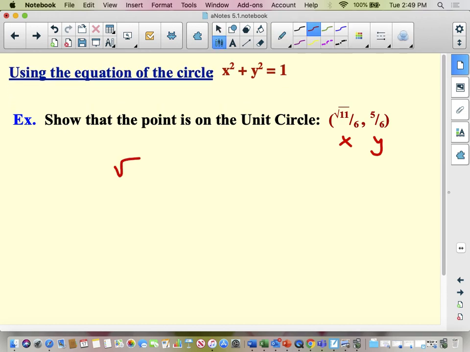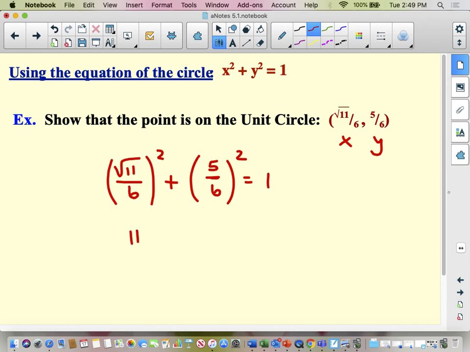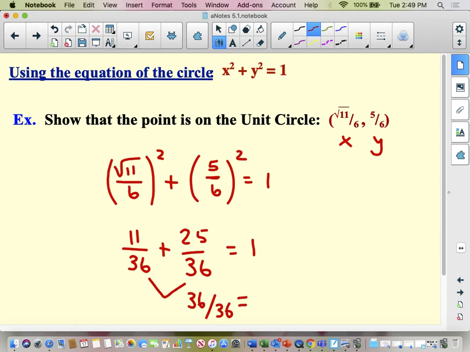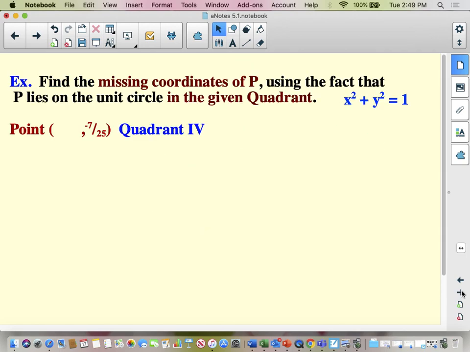So if this is the point, x and y, then you are, like I said, you're just proving that math right there. So square root of 11 over 6 squared, x squared plus y squared equals 1. And then I'm guessing you can handle the math, but squaring everything inside the parentheses, so that will be 11 over 36 plus 25 over 36. And does that equal 1? Yes, because this is 36 over 36. Which obviously is 1. So I just showed, yes, that is on the unit circle. Okay, so pretty basic. You might have to work a few things backwards, so you might have to find a missing coordinate given some information about the unit circle.